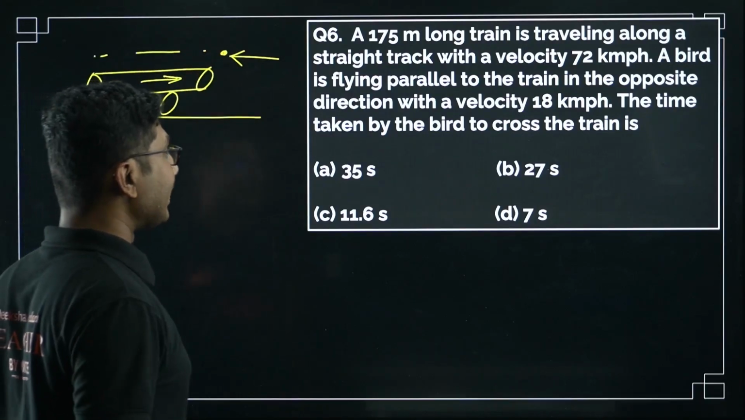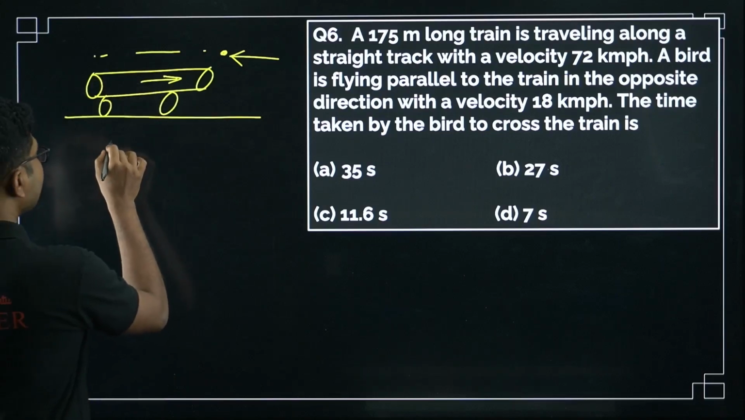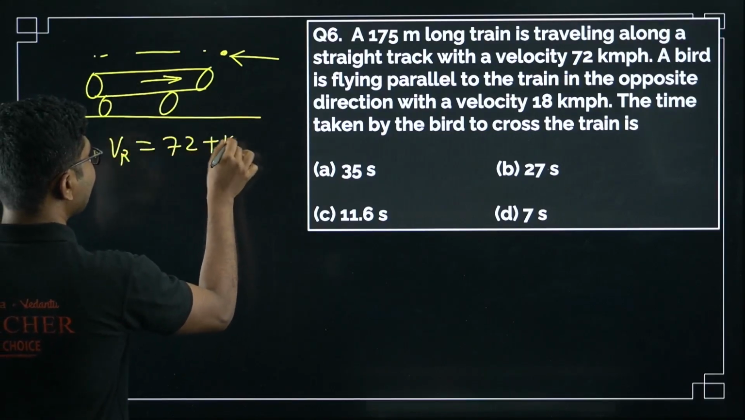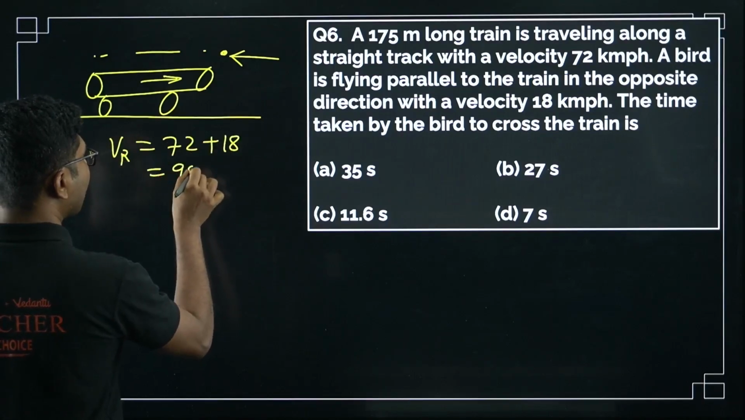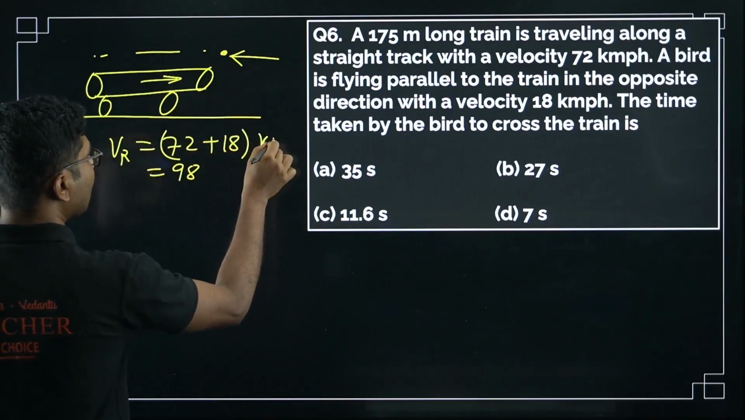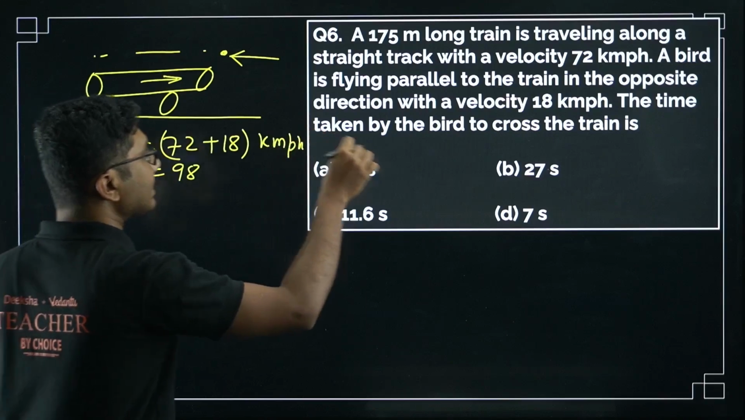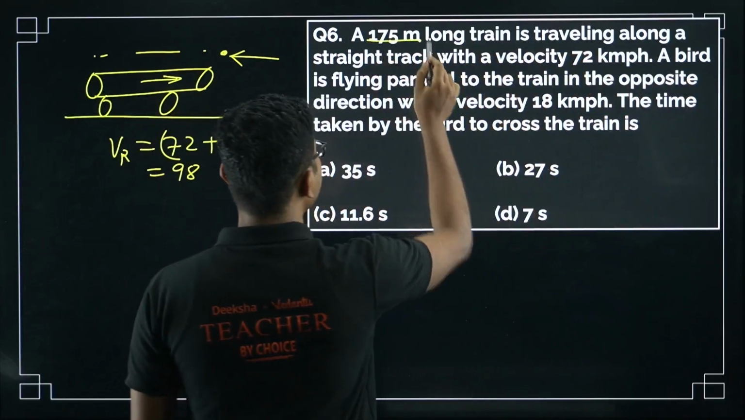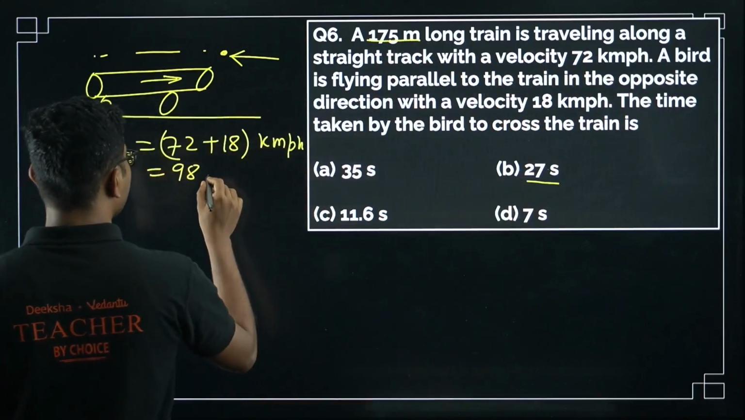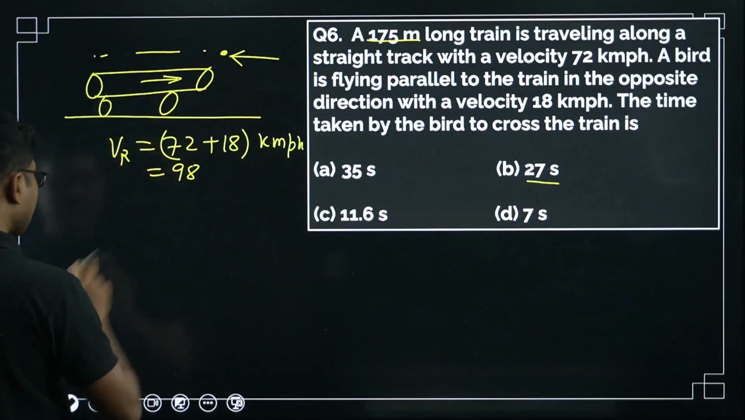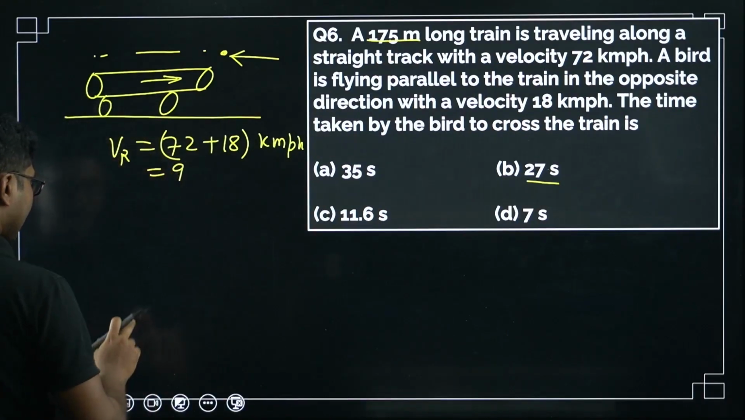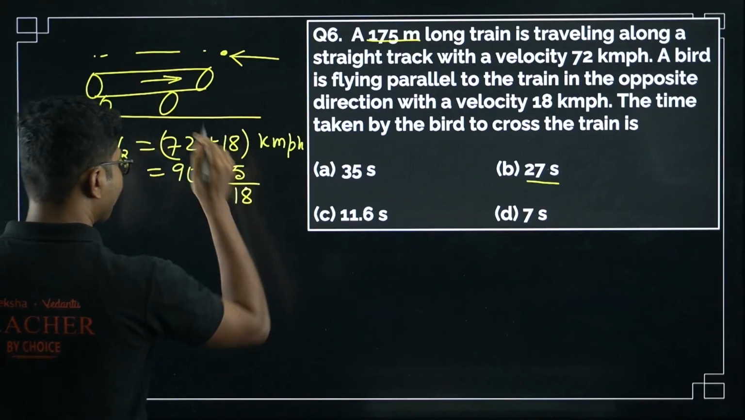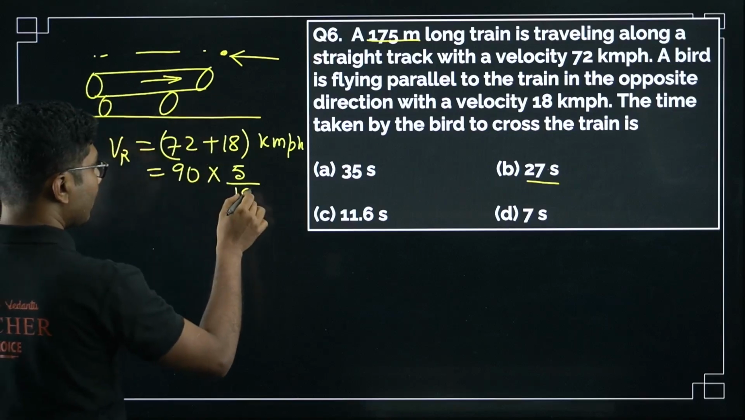First of all, you have to find the relative velocity. So the relative velocity here is 72 plus 18, that is 90 km per hour. Now 90 km per hour is not enough because the distance is given in meters, right? The length of the train is in meters, and the time is in seconds, so you have to convert it into meter per second units. To convert, it is basically 5 divided by 18.